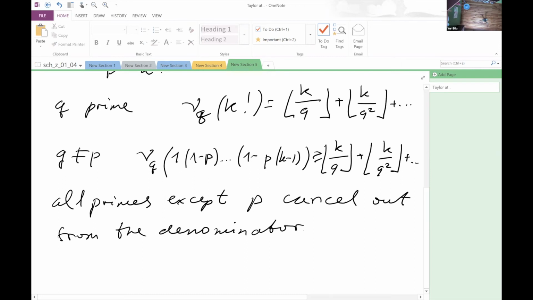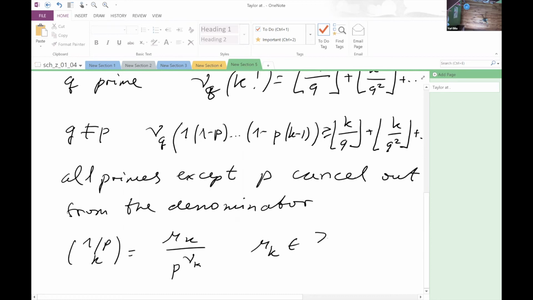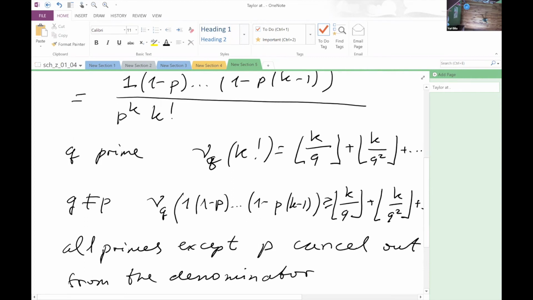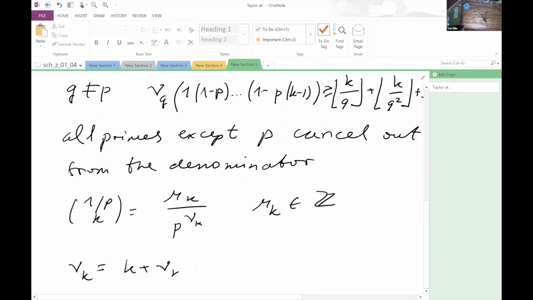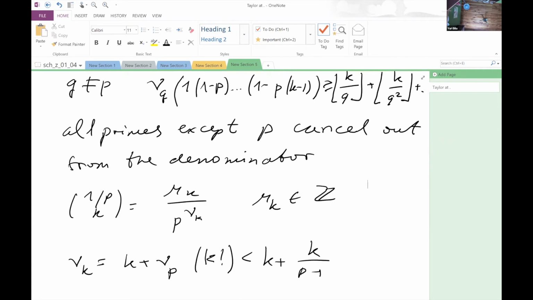And this means that the coefficient is some integer mu k over p to some nu k, where mu k is just some integer. And what is nu k? It is, well, first of all, we have p to the k, and we also have the factorial. So it will be k plus nu p of k factorial. Well, it is certainly strictly smaller than k plus k over p minus 1, because this sum, if we make it an infinite sum and replace integral parts by just actual numbers, we obtain this. And so it is at most 2k.